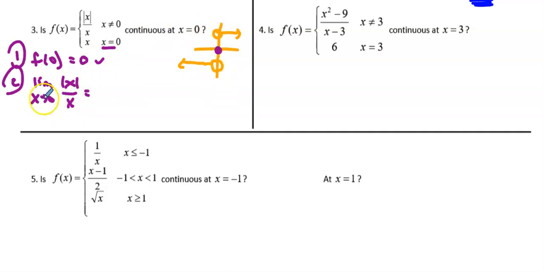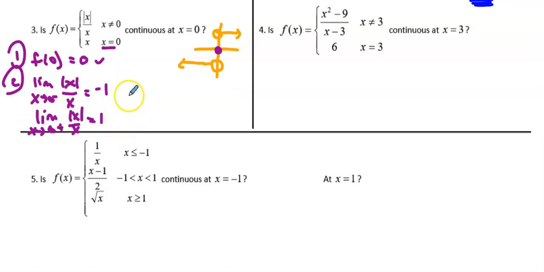We clearly know that the left-hand limit, so I'm going to go ahead and actually draw this left in here. So the left-hand limit is going to be equal to -1, right? Because as I'm approaching this, I'm at -1. And then the right-hand limit is going to be equal to +1.